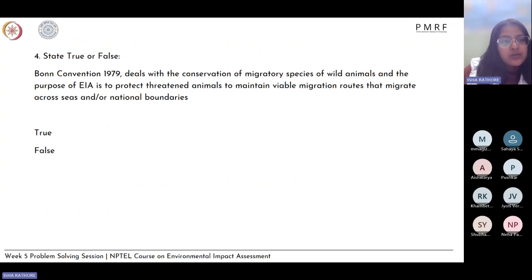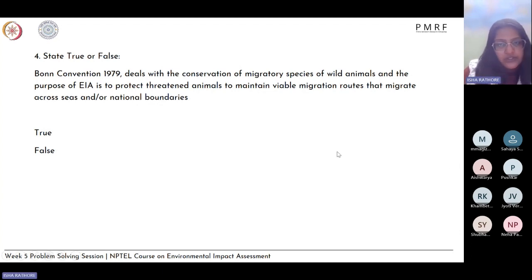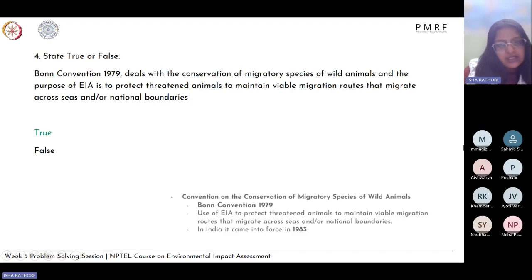State true or false. The Bonn Convention of 1979 deals with the conservation of migratory species of wild animals, and the purpose of EIA is to protect threatened animals to maintain viable migration routes that migrate across seas and or national boundaries. So is this statement true? So it basically mentions the key intentions of the Bonn Convention of 1979. Okay, so we have one answer, A, which is true. Okay, so A is the correct answer.